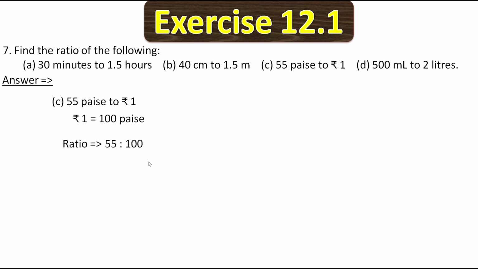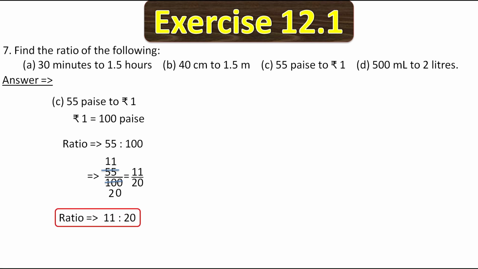Now let's make it in simplest form. Here both of them are in the table of 5, so let's divide them by 5. 5 1s are 5, 5 1s are 5, and here 5 2s are 10, 5 0s are 0. So we got the simplified fraction as 11 upon 20. Therefore the ratio is 11:20.